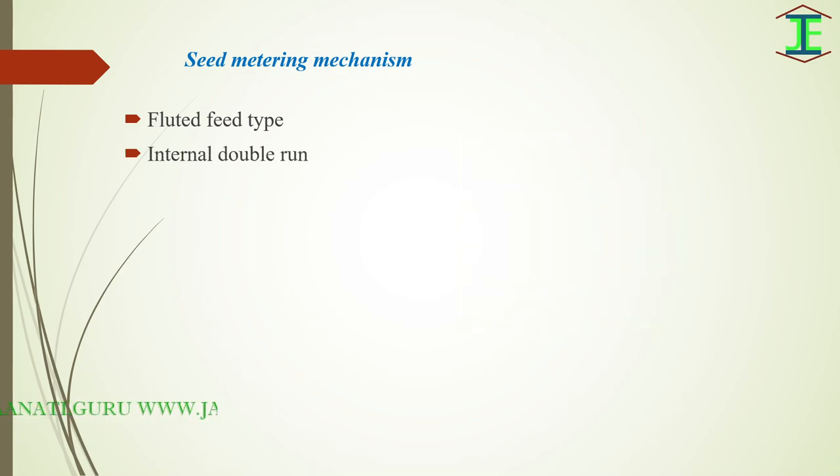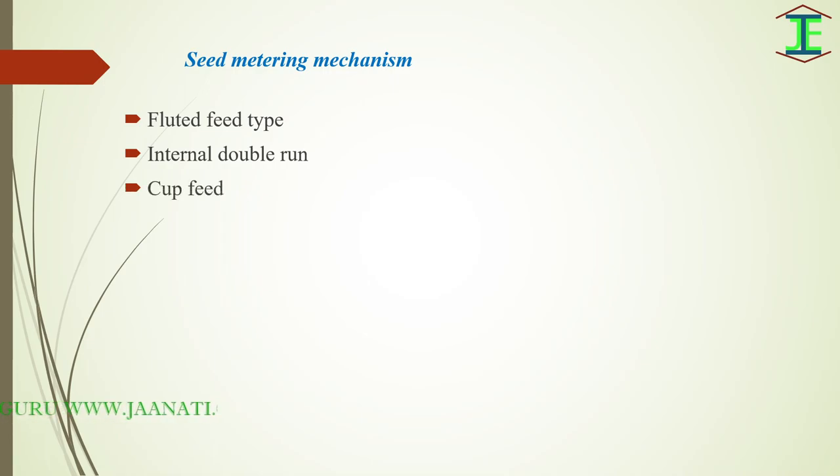Internal double run. Compared to the internal double run, the fluted feed mechanism is more positive. That means it does good work compared to the internal double run. In this internal double run, there will be fine and coarse ribbed flanges. By using these flanges, the seeds are thrown into the seed tube. There will be a two-faced wheel. On one face, there will be larger openings, and on the other side, there will be small openings. The larger openings fit larger seeds, and the other face is for smaller seeds.